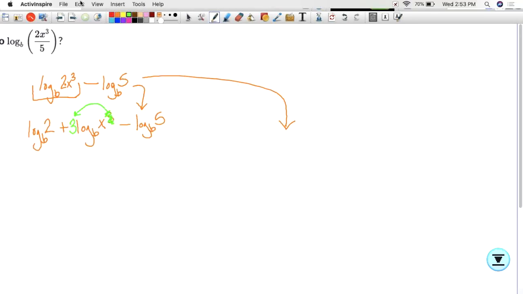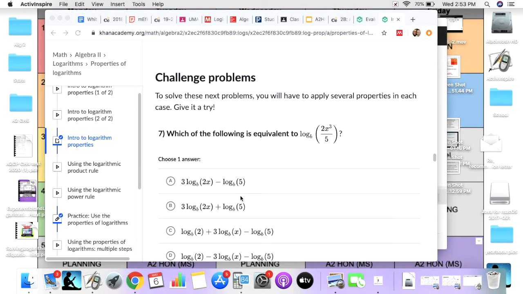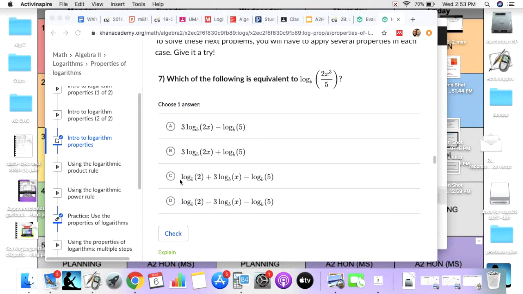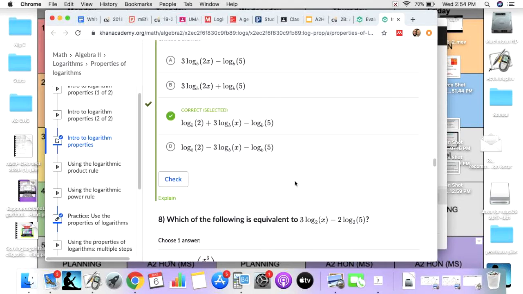Let's take a look. Log base b of 2 plus 3 times log base b of x minus log base b of 5. I think that's what we ended up having. Good. That was a tricky one.